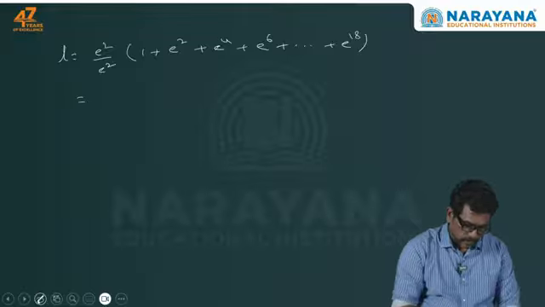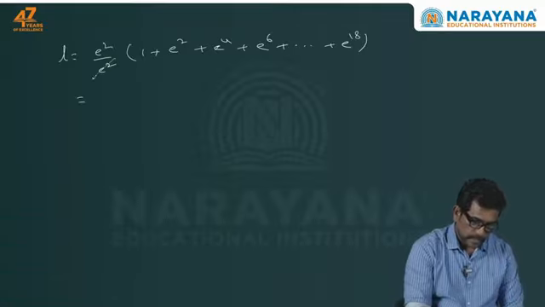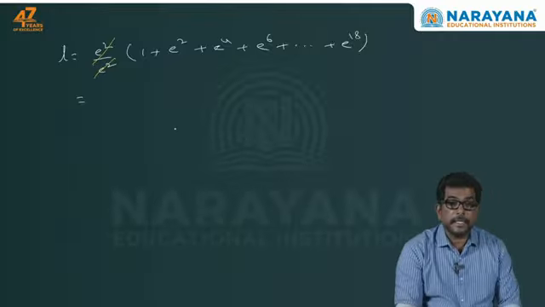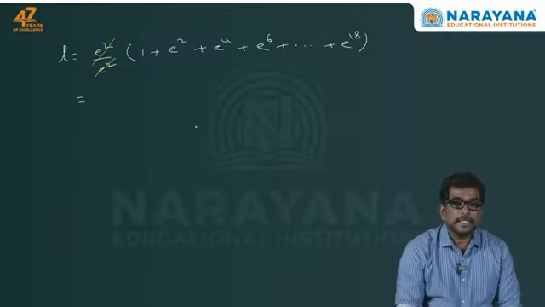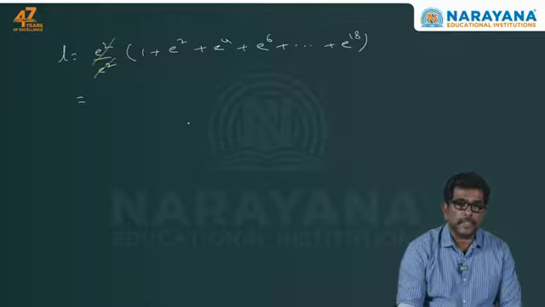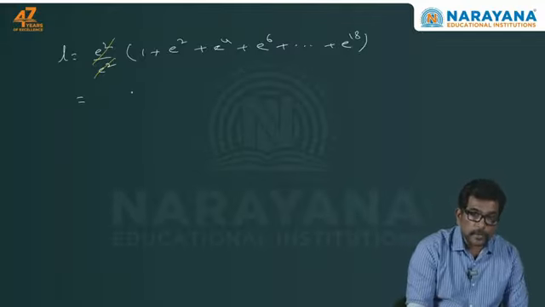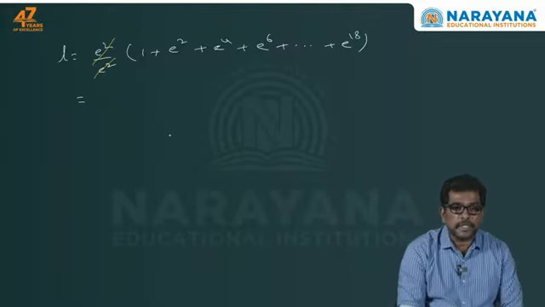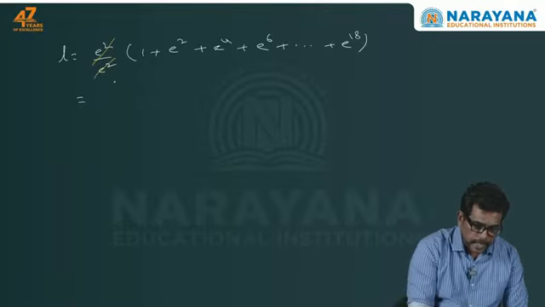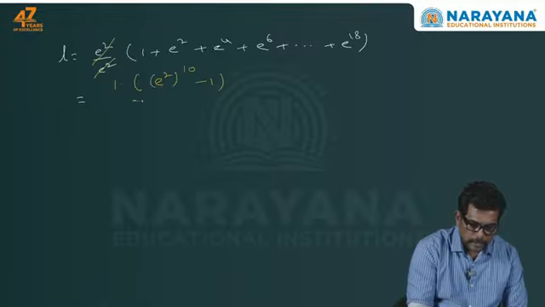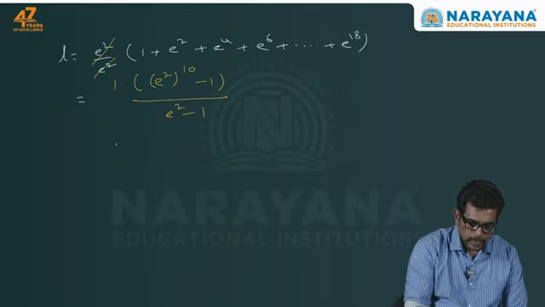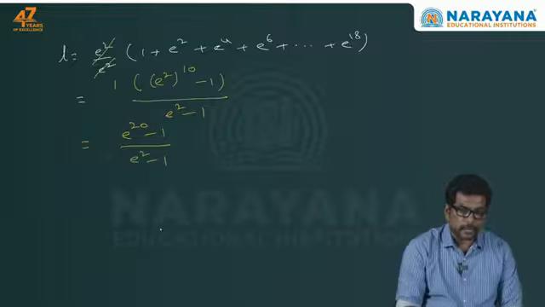Now e square gets cancelled. It is a GP which has 10 terms and the common ratio is e square. So using the sum of 10 terms of GP formula, with a equal to 1 and e square as the common ratio, the sum is (e square) to the power of 10 minus 1 upon e square minus 1. Now this is equal to e to the power of 20 minus 1 upon e square minus 1.